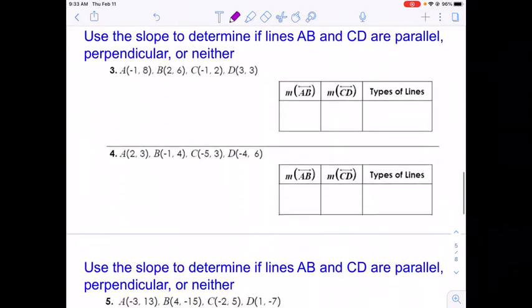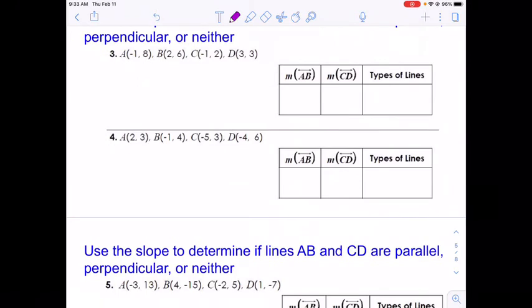Okay, let's try another one. Once again, we'll start with AB. So we have 8 minus 6 over negative 1 minus 2. That'll be 2 over negative 3, so we get negative 2/3.